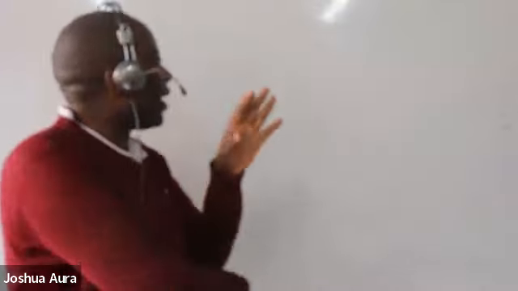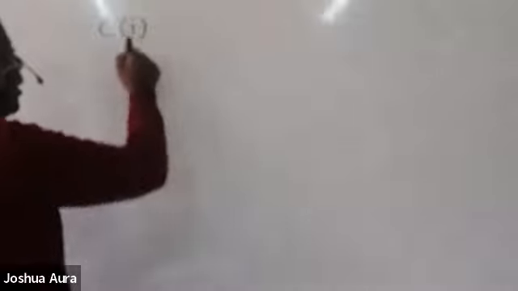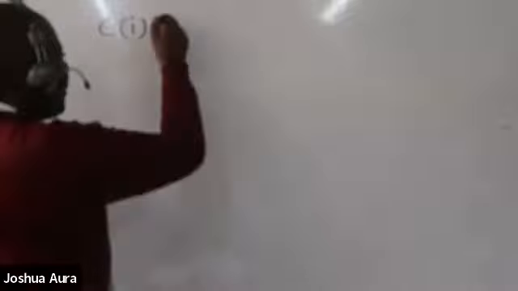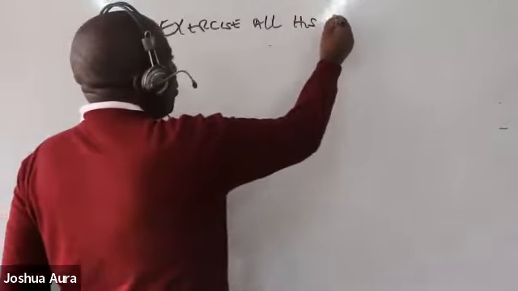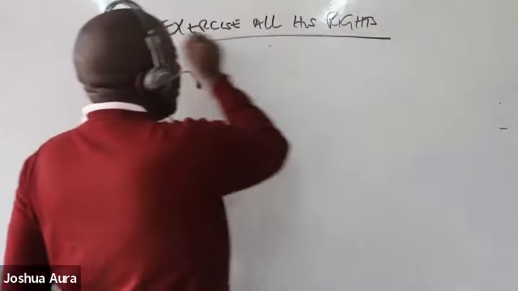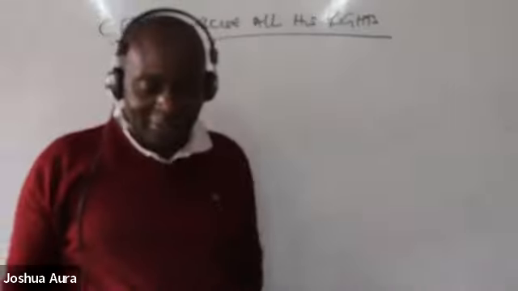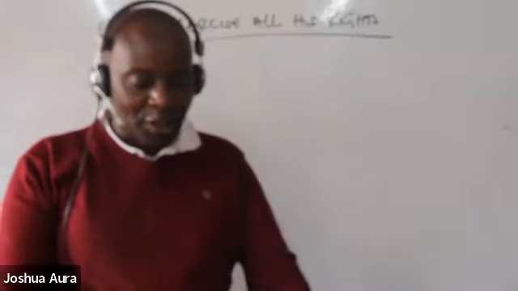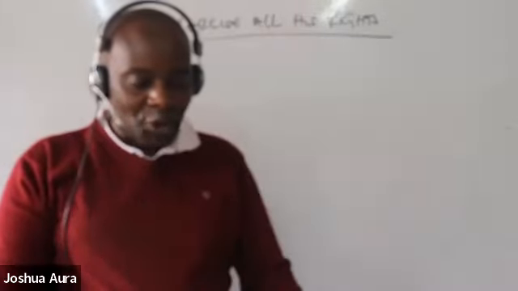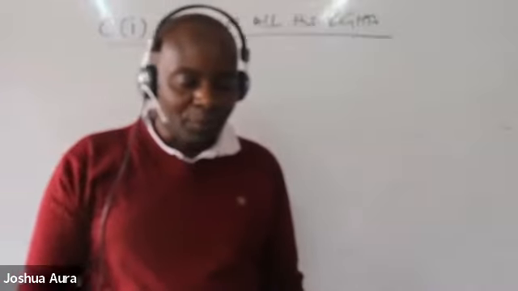Very easy. I will start by scaring the examiner. So you write a title and you underline it. You write C Roman 1, in capital letters. Exercise all his what here, somebody? Exercise all his rights. And then you underline. If he is going to exercise all his rights, then how much in this case, ladies and gentlemen, will he get?